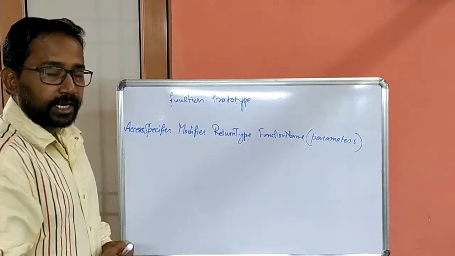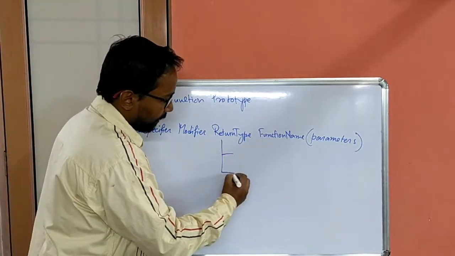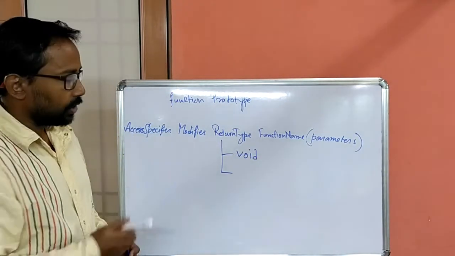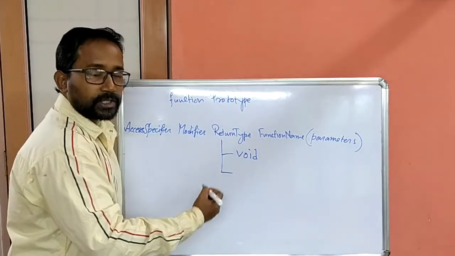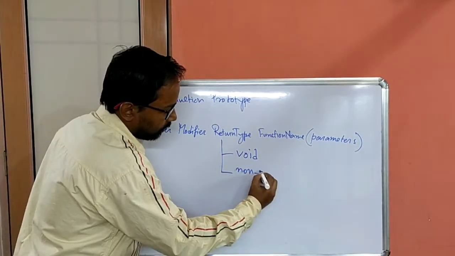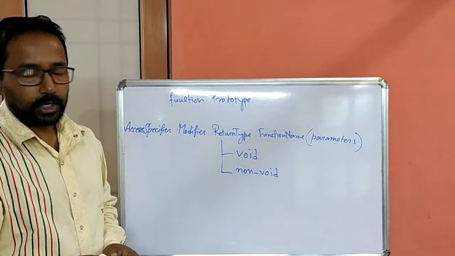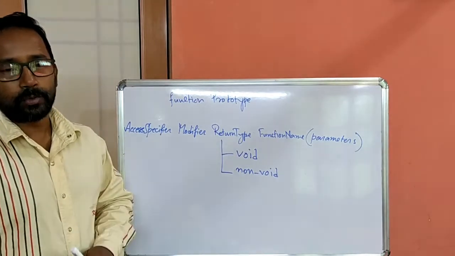Now next is return type. This is very much important for any function. It can be of two types. First one is void, for non-returnable function. It indicates that a function cannot return anything. And another one is non-void function, that is for returnable function. So here we can write any valid data type, can be primitive types or non-primitive type.